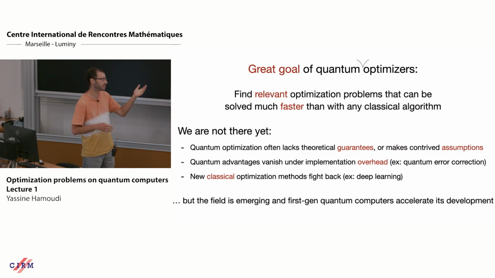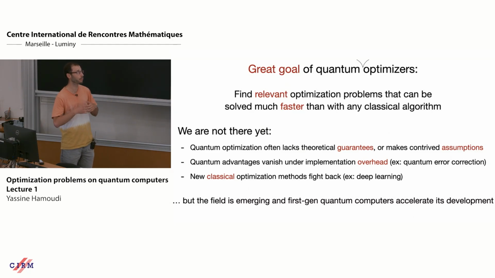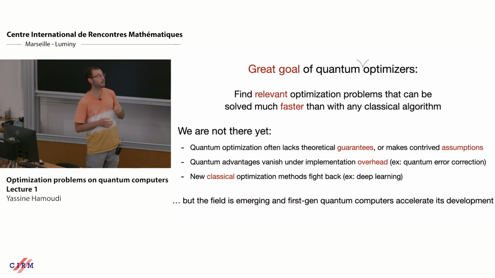As you will see during the lectures, quantum optimization methods often lack theoretical guarantees about the convergence rate, the quality of the approximate solution, and so on and so forth. Or they require making very strong assumptions about what your optimization problem is, how the solution looks like. So it is still highly heuristic.